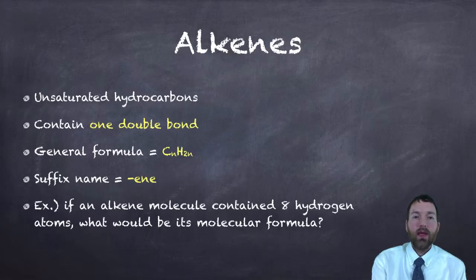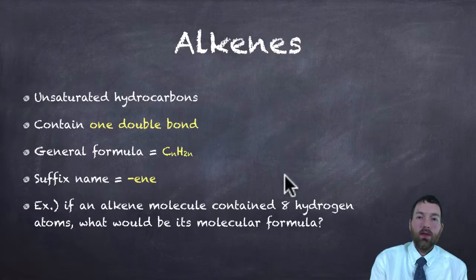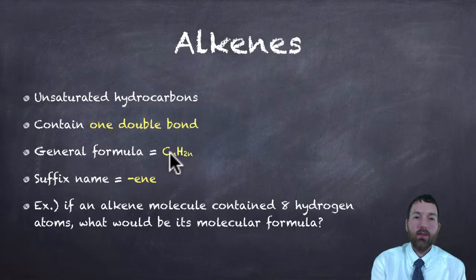There are some questions on the Regents that might look something like this. If an alkene molecule contained 8 hydrogen atoms, what would be its molecular formula? Notice I didn't give you the number of carbon atoms, I gave you the number of hydrogen atoms. So if the hydrogen atoms here is 8, we just need to halve that number to get the number of carbon atoms. 8 divided by 2 would be 4. C4H8 would be the formula.